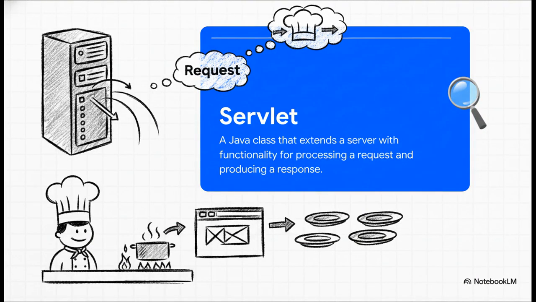So what is a servlet? Well, in the simplest terms, it's a piece of Java code that just lives on the server, always on and ready to handle requests. Let's go back to our restaurant metaphor. If CGI was building a new kitchen for every order, a servlet is like a highly trained chef who stays in one permanent, fully equipped kitchen, ready to handle any order that comes through the door. So much more efficient, right?